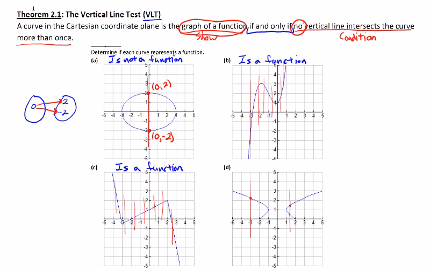So all it takes is one vertical line to cross more than once, and now I can say that this is not going to be a function. So that is the conclusion here. This is not a function. And that is the vertical line test.